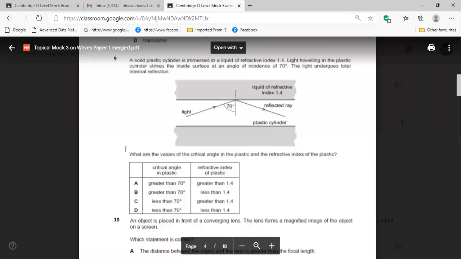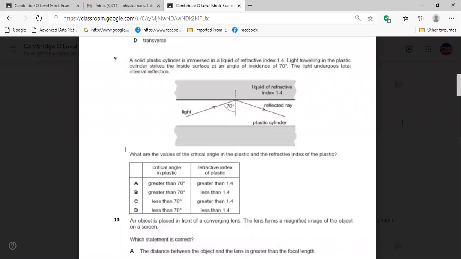Yes, here the answer should be C. Question number 9. Why the answer is C? Because the plastic has a greater refractive index as it has more density. Very good.